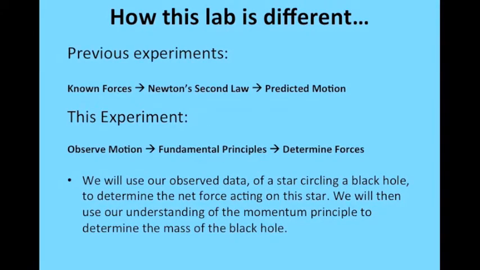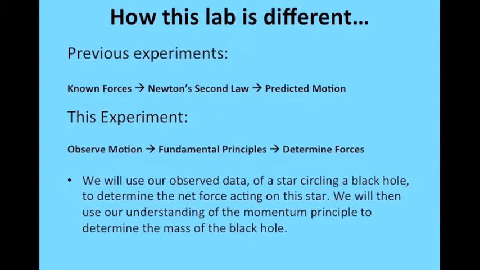This experiment is a bit different than those we've previously encountered. Fundamentally, we are now working backwards. In previous experiments, we've input known forces acting upon an object into Newton's second law in order to predict the future motion of that object. Now, we are going to use data collected through observation of an object's motion and use that to determine the forces acting upon the object.